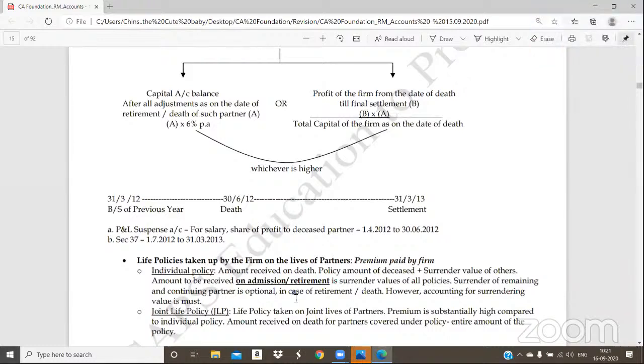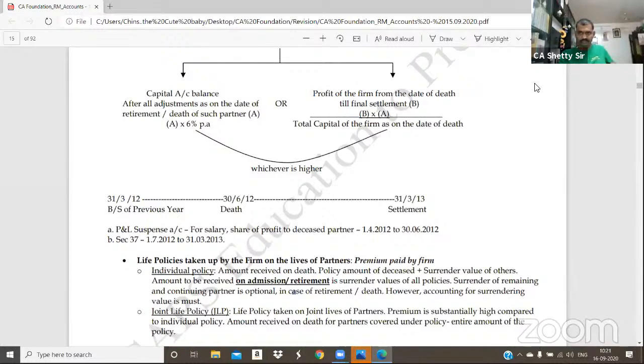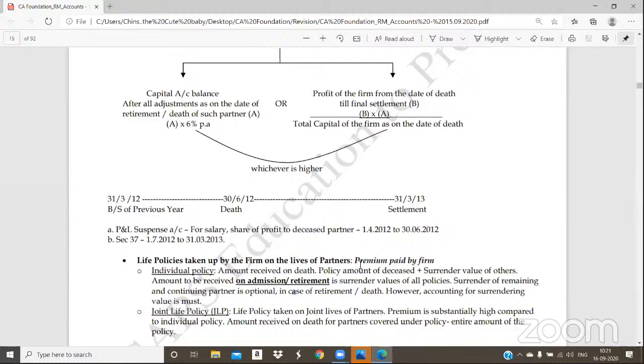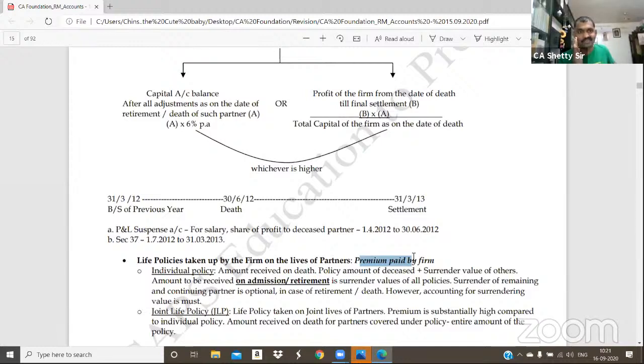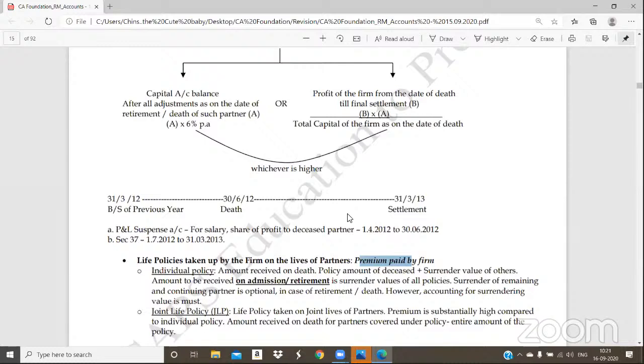Vinutha, read. Chetna, let's give a little break. Life policy is taken up by firm on the lives of partners. Premium paid by firm. Individual policy. I have done Control I, Control B and Control I. Note it down. Premium is paid by whom? Firm. Are you firm about your decision? Yes, sir. Continue. Individual policy: amount received on death is policy amount of deceased plus surrender value of others. Amount to be received on admission or retirement is surrender values of all policies. Surrender of remaining and continuing partners is optional in case of retirement or death. However, accounting for surrender value is a must.